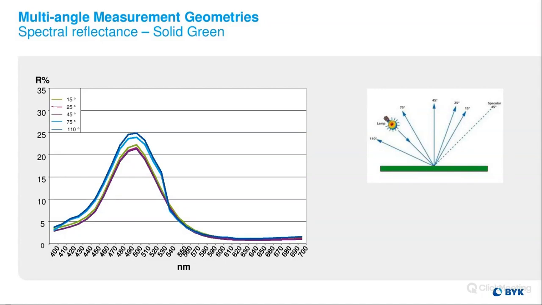We have an instrument called the BYK-mac i, and it uses multi-angle measurement geometry. So you can see here, if you were to test on a solid green color, like in this example, all these lines for the different angles. So we have 15 degrees, 25 degrees, 45 degrees, 75 degrees, and 110 degrees. And when you measure all these angles, you're getting pretty much the same result. It varies slightly, but you can essentially say that they're pretty much all the same.